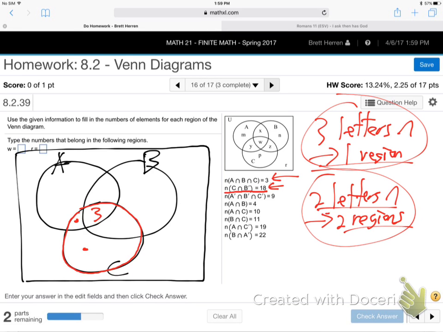How about this one? Here's 3 facts. So that 9's got to go in just 1 section. Because whenever you do 3 facts overlapped, it's telling you about 1 specific basic region. What basic region is it?